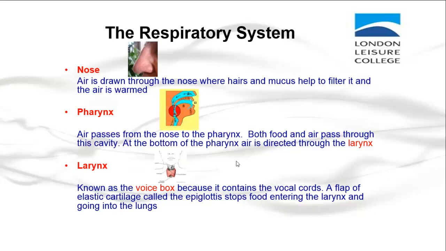And here's a diagram here. So the pharynx is this area here, and then you can see where the voice box is located in relation to the face.